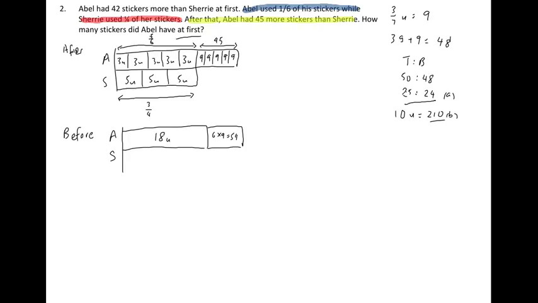Now let's look at Sherry. Sherry, you know that 3/4 is actually 15 units, right? I want to construct my before model. Okay? How can I construct my before model, Elliot? She has how many units? 20 units. Do you all understand why? Because 15 units is 3/4, right? I want to make it into 1 whole, because that's 1 whole is what happens before, right? So we have 20 units here.